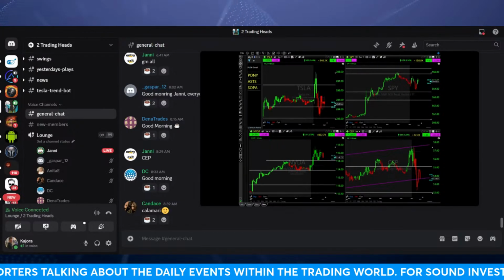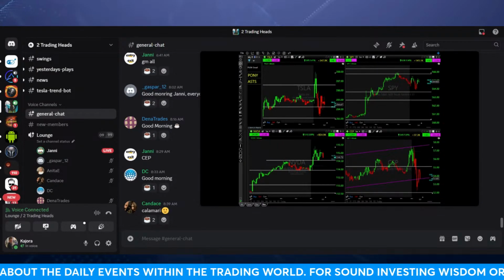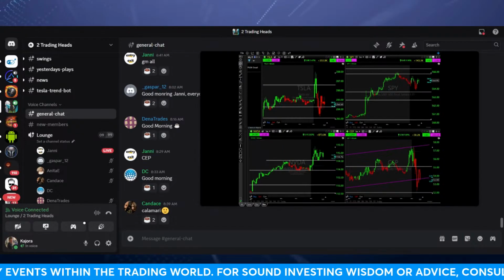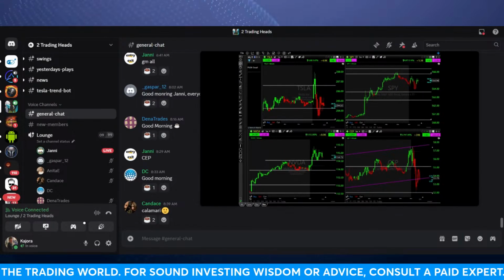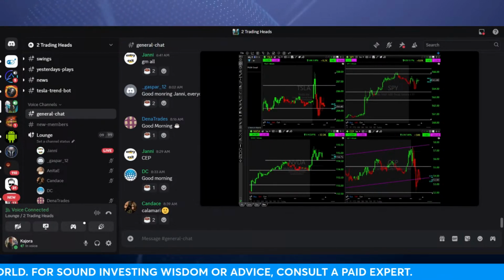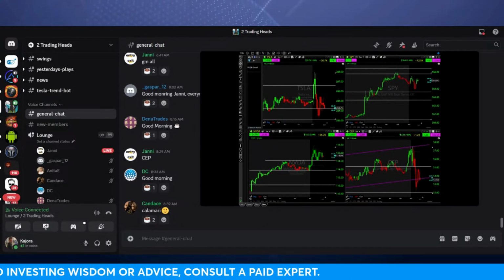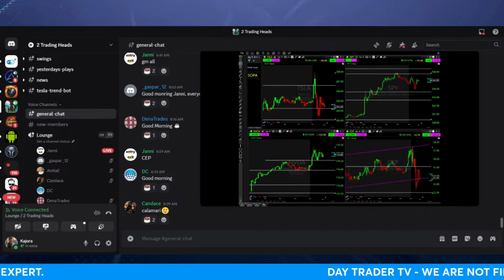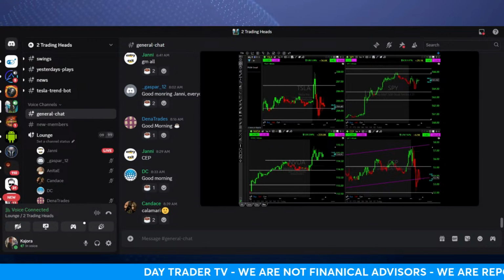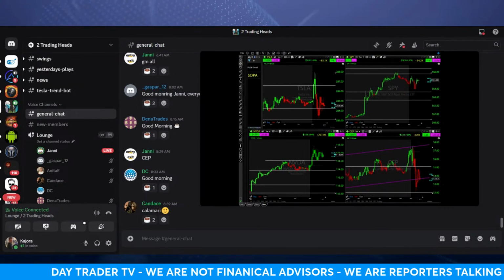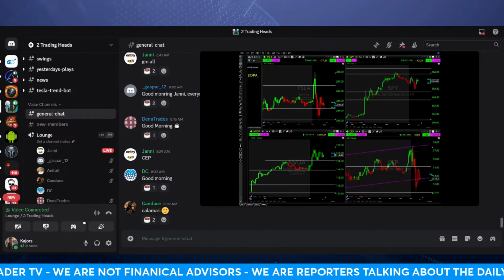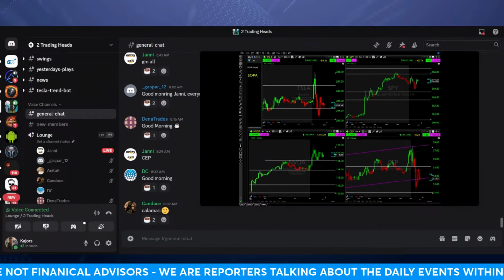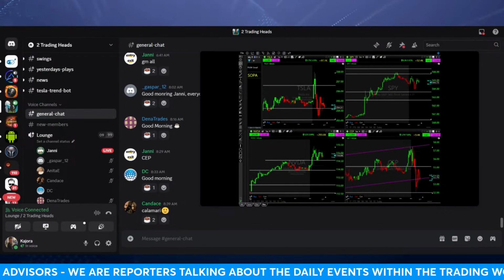Carvana is holding support. Apple is testing resistance. PLTR is making a double top. Meta still holding and flagging here. APP hitting resistance.